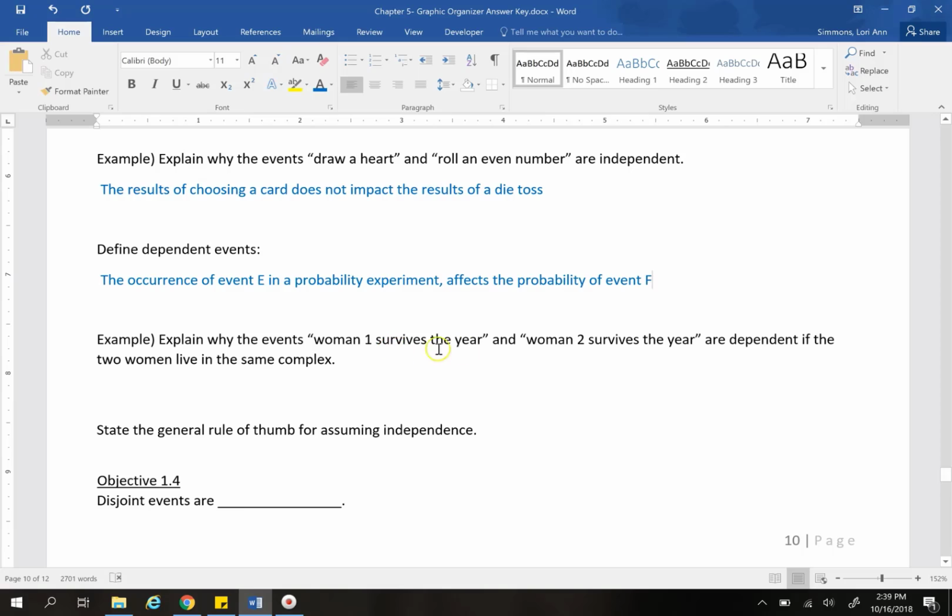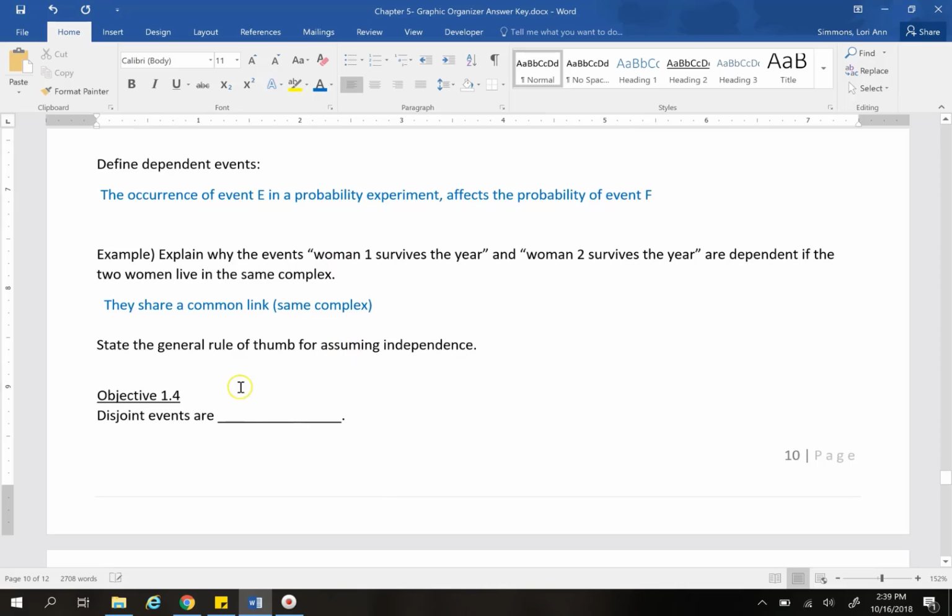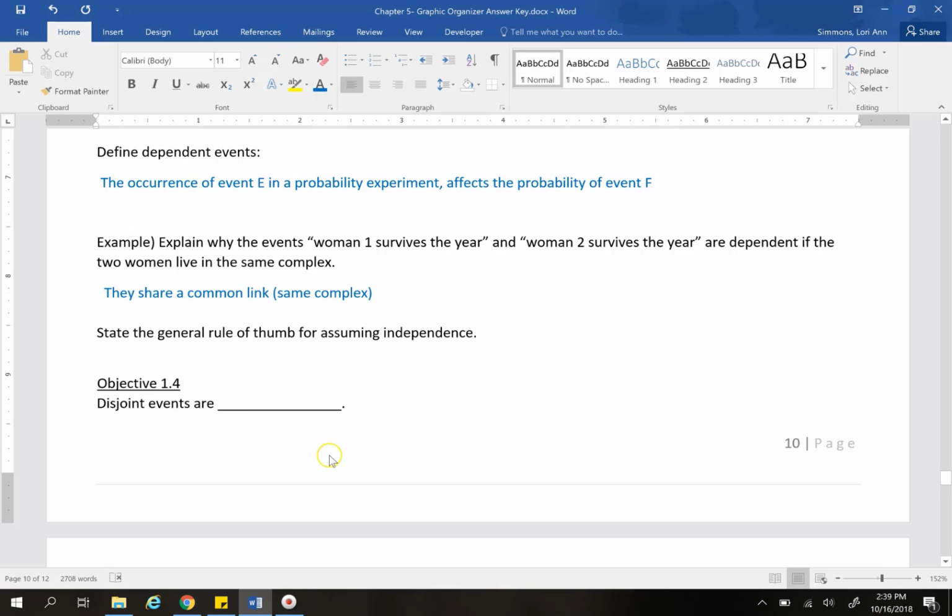Explain why the events woman 1 survives the year and woman 2 survives the year are dependent if the two women live in the same complex. These are dependent because they share a common link, the same complex. So maybe something with that complex is making them survive or not.